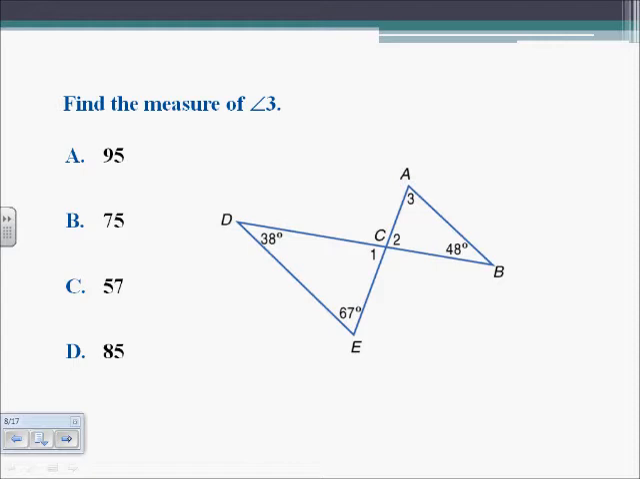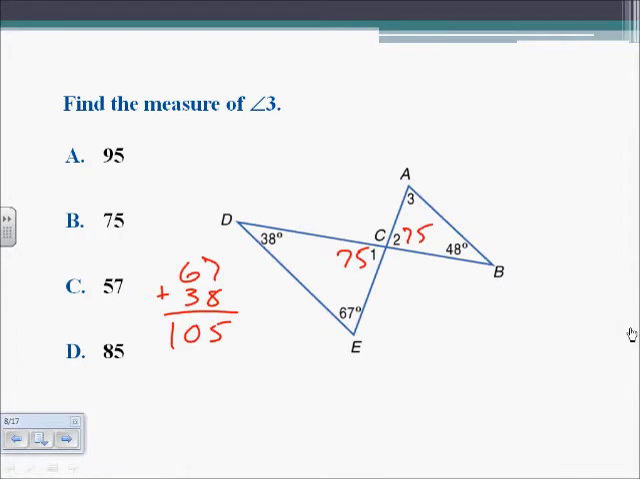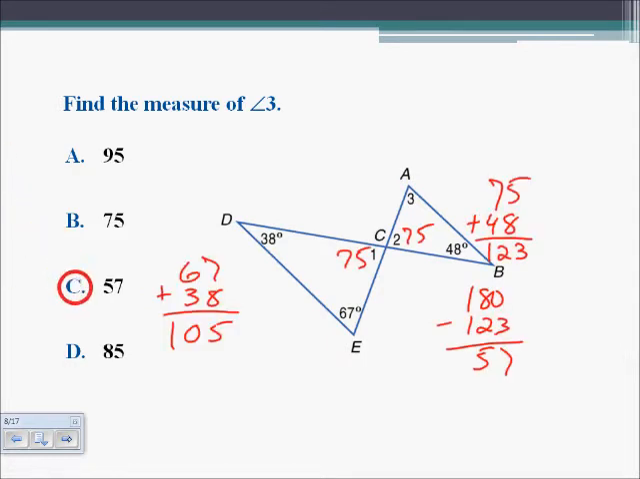To find the measure of angle 3, we're going to have to find the measure of angle 1, and 1 and 2 are associated. So using that same pattern here, 67 plus 38 is equal to 105, and subtract that from 180, we know that angle 1 is 75, which means that angle 2 is 75 by the vertical angles. Then we can take 75 plus 48, and that's going to leave us with 123, and 180 subtract 123 leaves us with 57. So our final answer for angle 3 is C, 57.